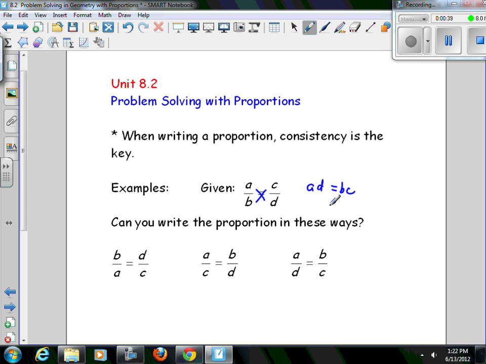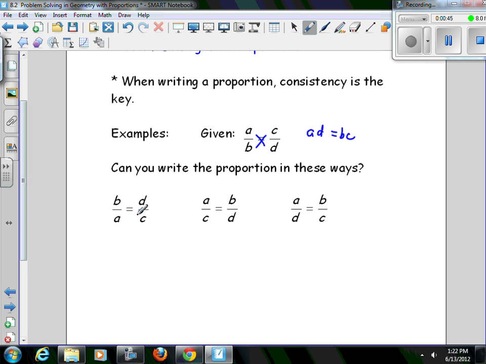Now, we want to know, is this proportion here, A to B equal to C to D, the same as these proportions? Now, it's only going to be the same if you can get the result that A times D equals B times C. So let's go ahead and see what happens. If we cross multiply here, in this first one, we get BC is equal to AD. Well, that's the same thing, so it'd be a yes to this one.